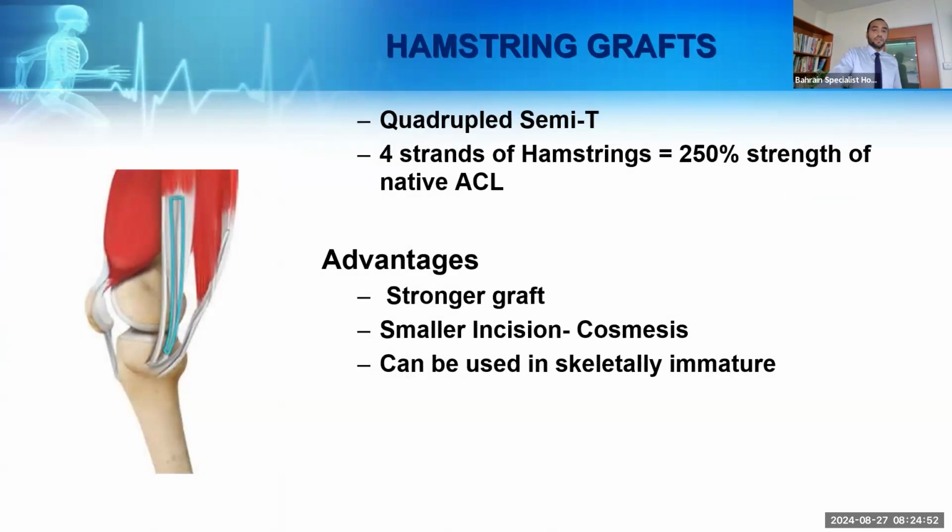Hamstring graft. This is the most preferred technique, and I also do this technique most commonly unless there is another indication. A quadruple graft is taken from the semitendinosus most commonly, and also the gracilis. 4 strands of the hamstring are taken, and they provide a strength almost 250% the native ACL. The advantage, as I said, is that it is a stronger graft, it has a lesser incision, and it can also be used in skeletally immature patients.